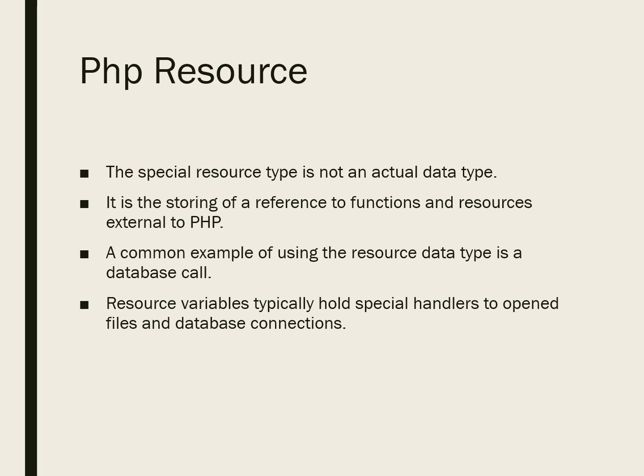It means it is a data type of PHP, but it has external links with outside databases or something else. A common example of using the resource data type is a database call. It will have a main database call which will perform its functions from PHP to an external source. Resource variables typically hold special handlers to open files and database connections. Basically, this is a data type which we will not discuss at this level because it is mainly in higher use, but we will simply have a look at an example of it.